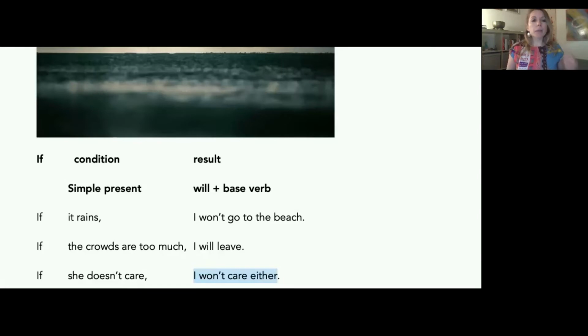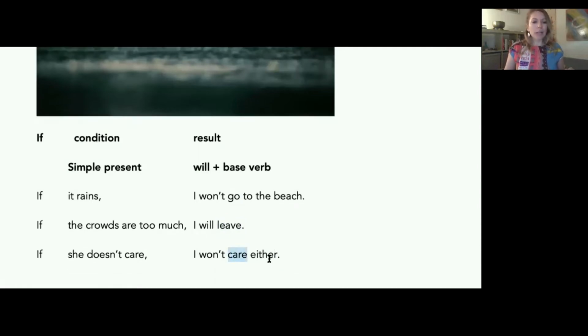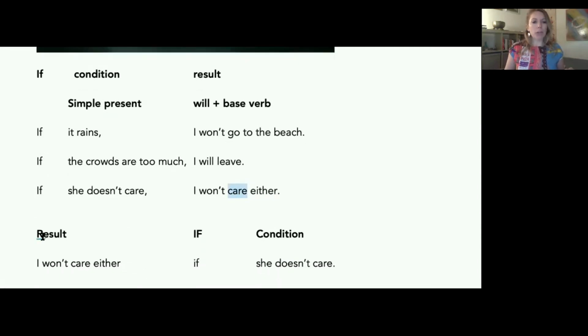It's a real possibility sometime in the future. And we have if plus the condition in simple present, and then the result will be will plus the base verb. The base verb just means the bare infinitive, or just the verb without the to. Okay, so it's go, it's leave, right? It's won't care. Care would be the base verb. Okay, now if I want to switch this up and start with the result, I can certainly do that. I won't care either if she doesn't care.